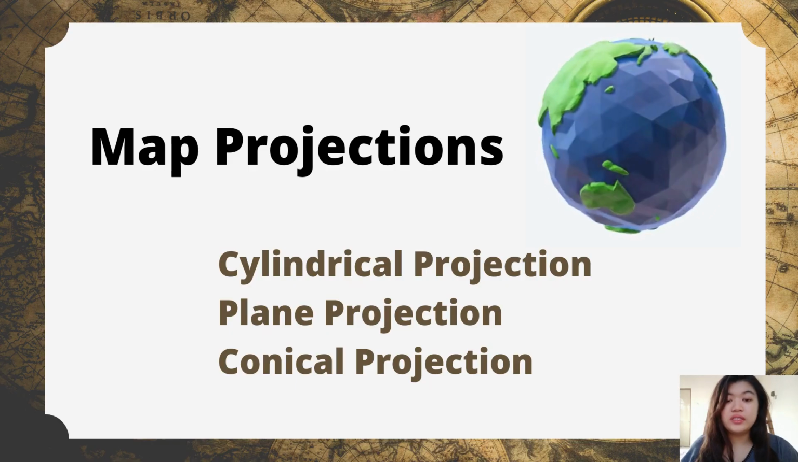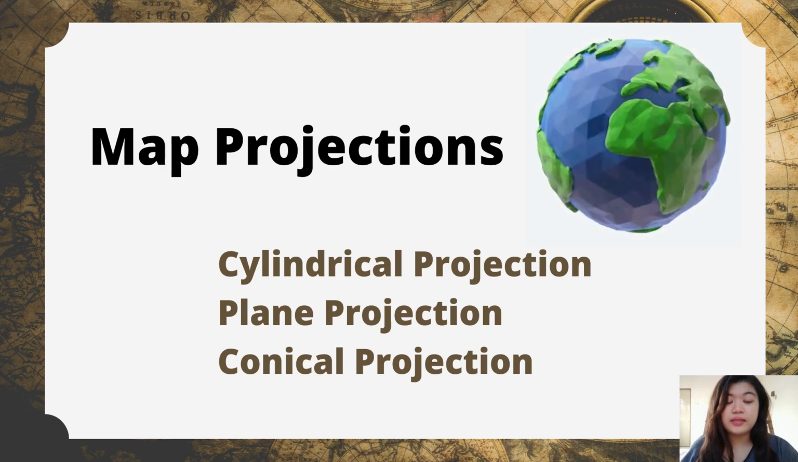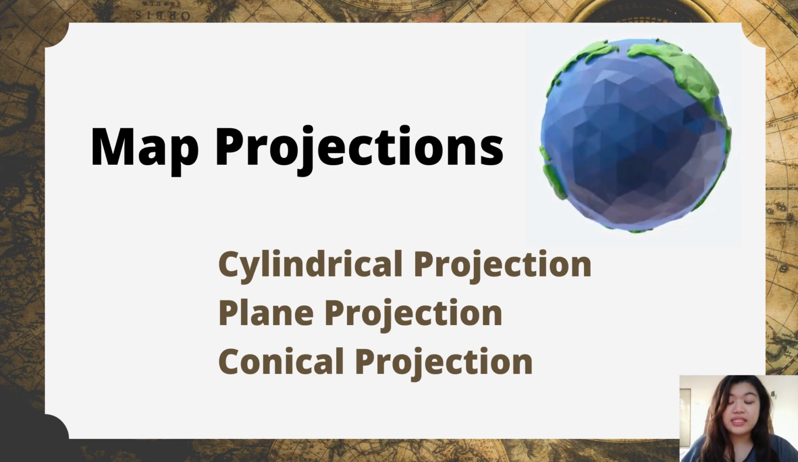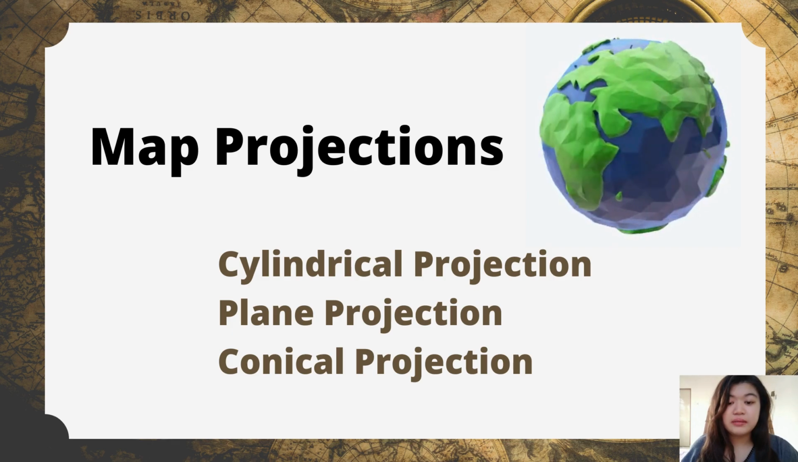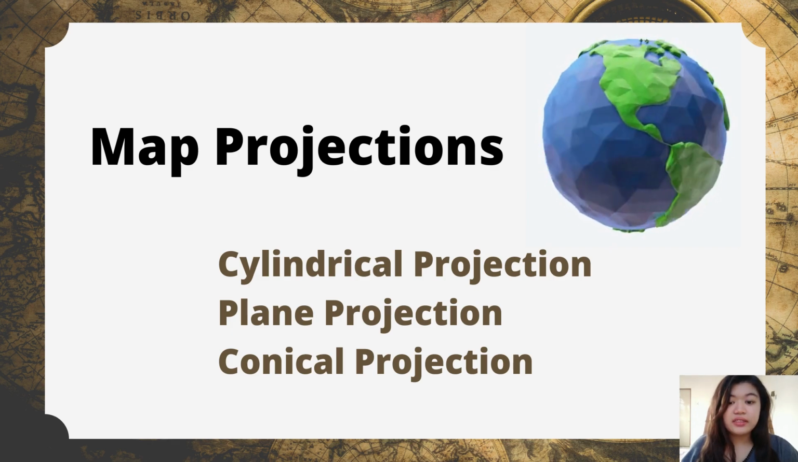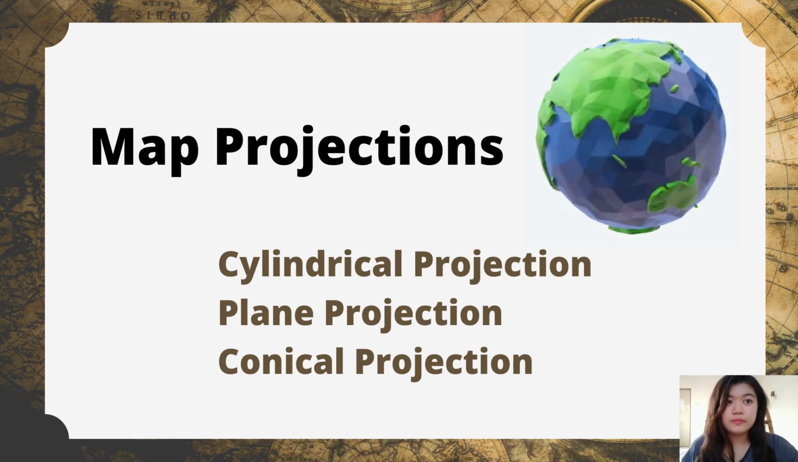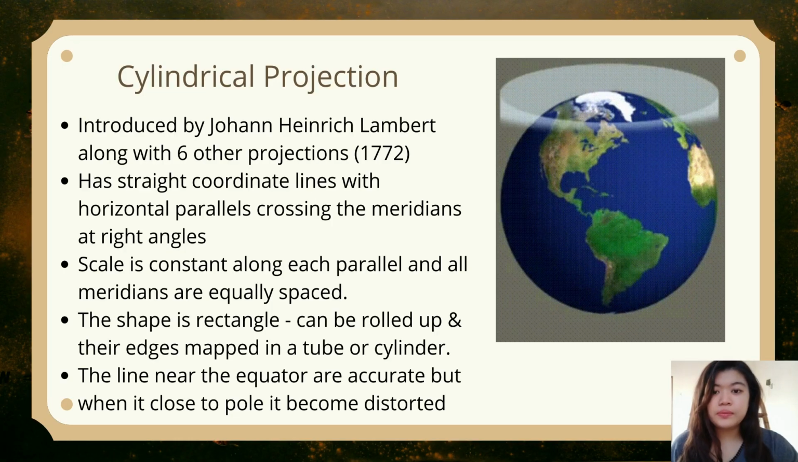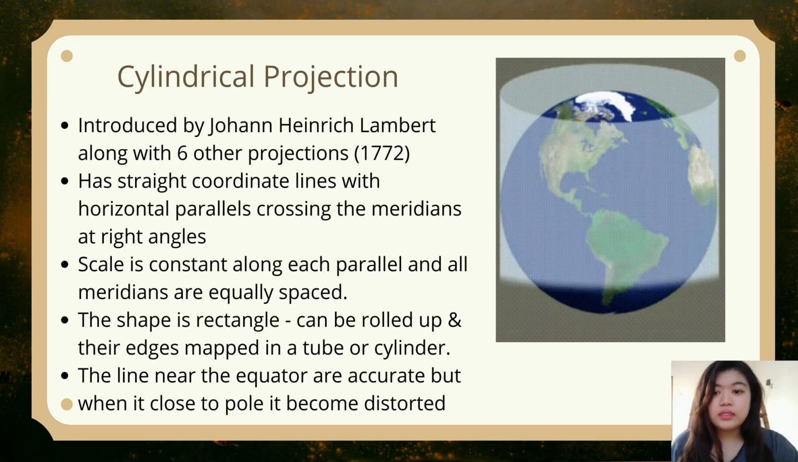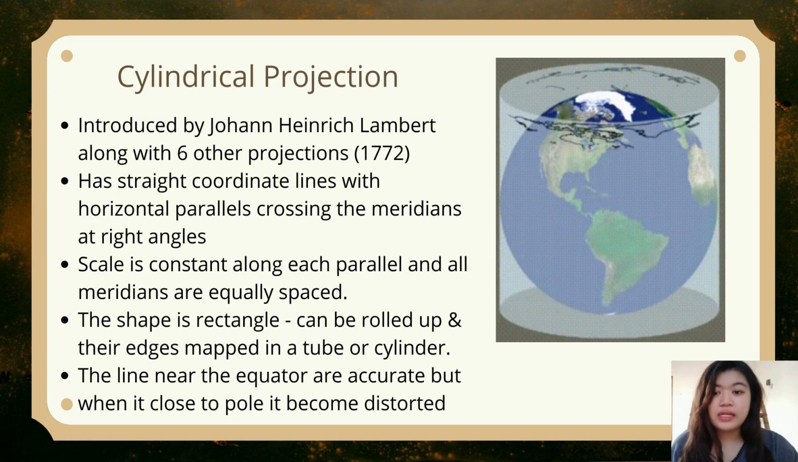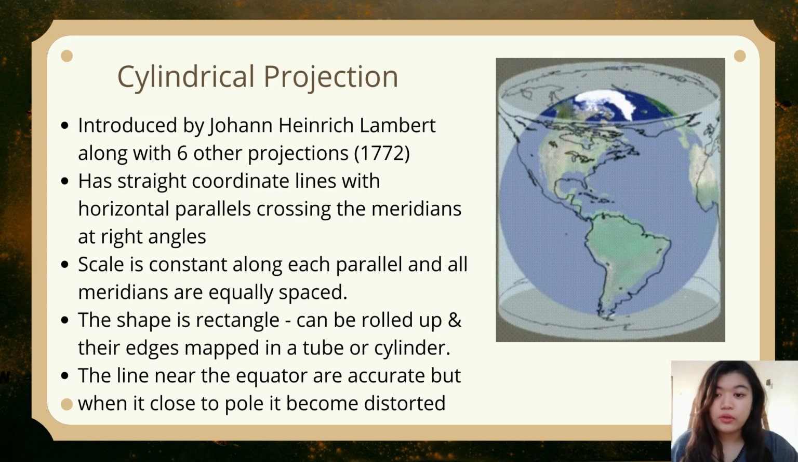In map projection, there are three basic projections. One is cylindrical projection, the second is plane projection, and the third is conical projection. Cylindrical projection was introduced by Johann Heinrich Lambert along with 6 other projections in 1772.